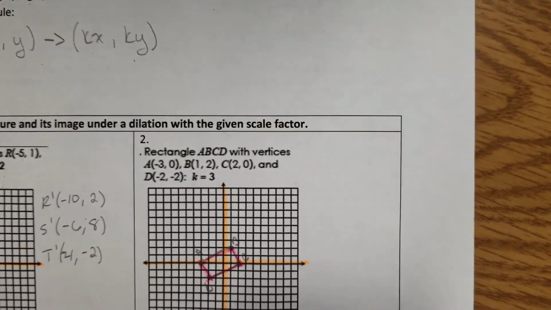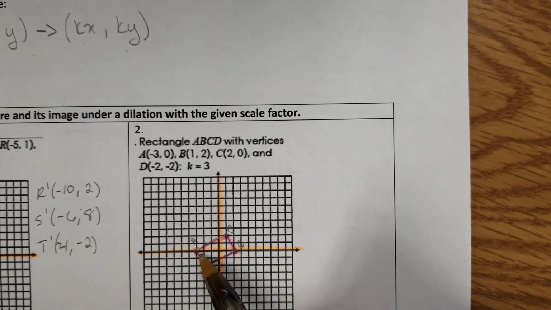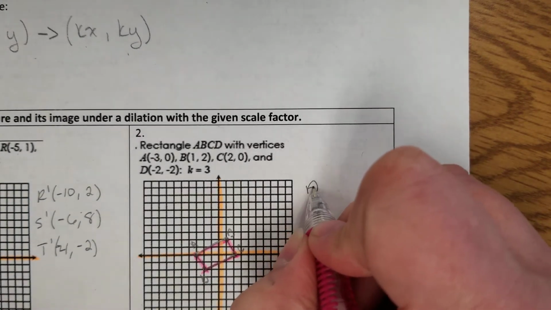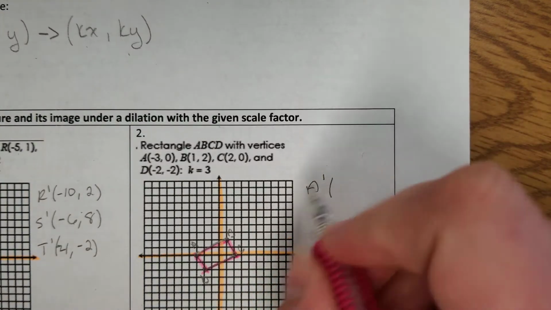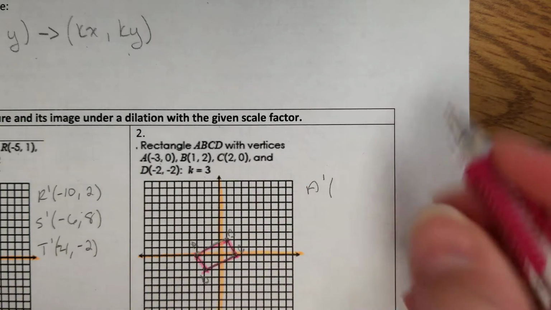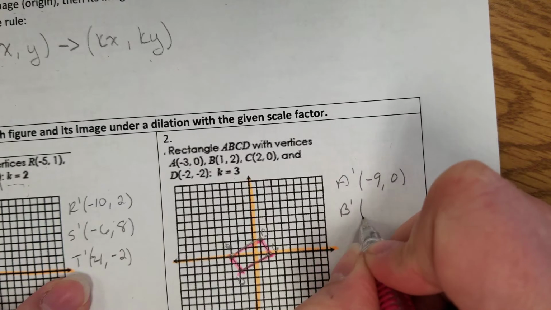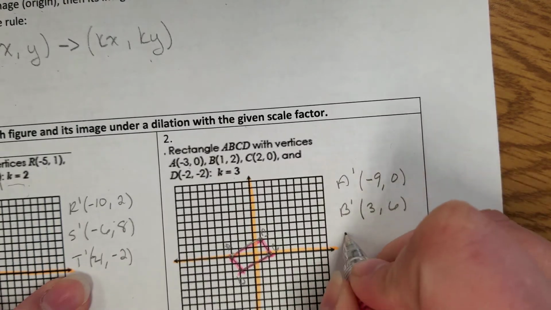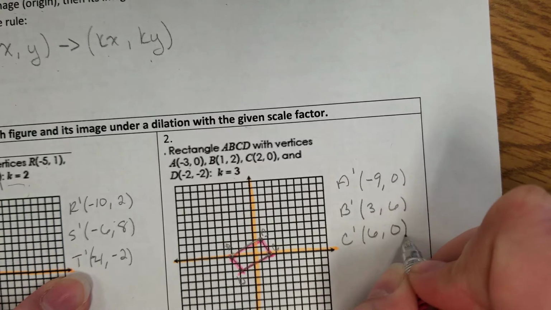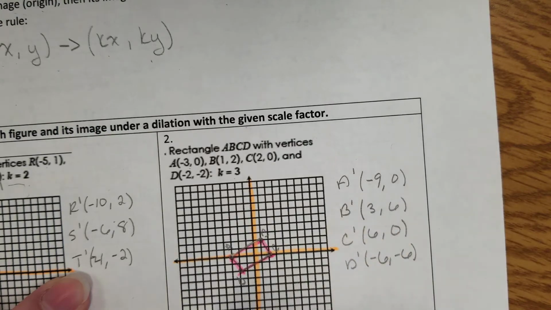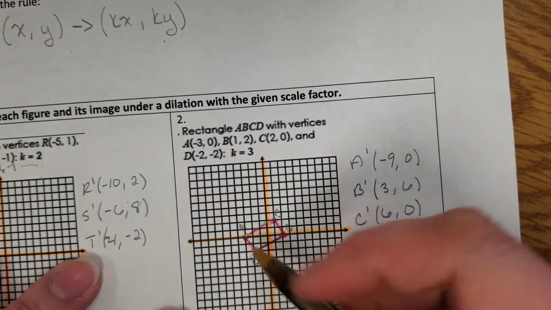So for number 2, we have our original rectangle ABCD, and it has a scale factor of 3. To get A prime, I'm going to take (-3, 0) and multiply by 3, so that we have (-9, 0). We're going to do the same for all of the points. We have (3, 6). C prime is (6, 0), and D prime is (-6, -6). And then we can just graph those points, and we'll have dilated our rectangle.